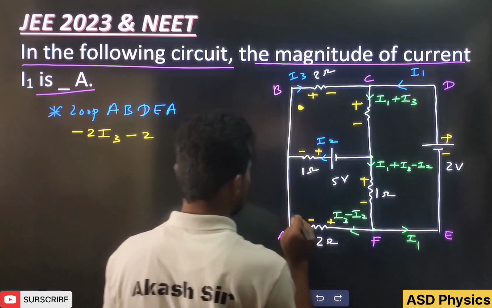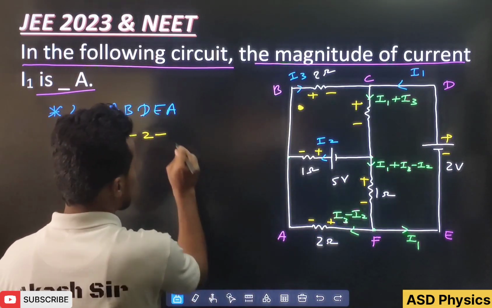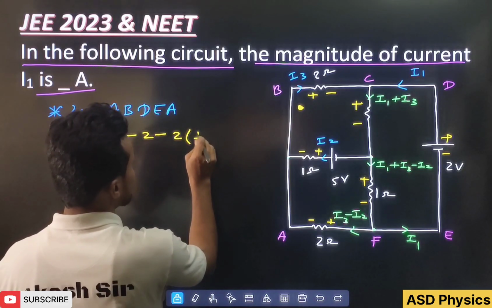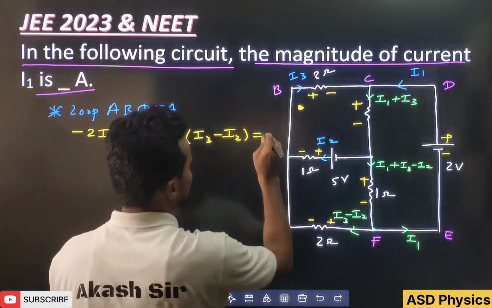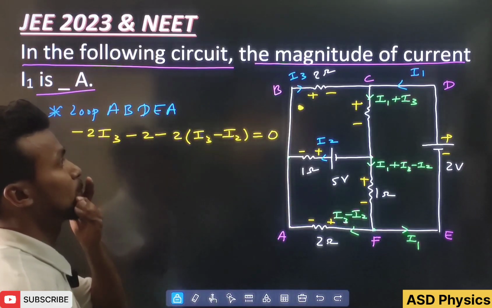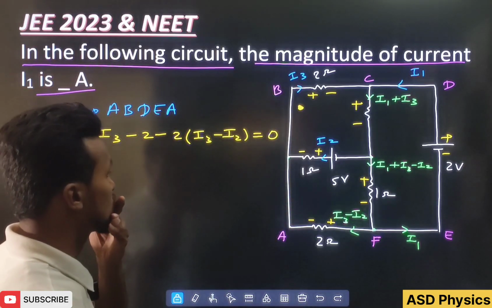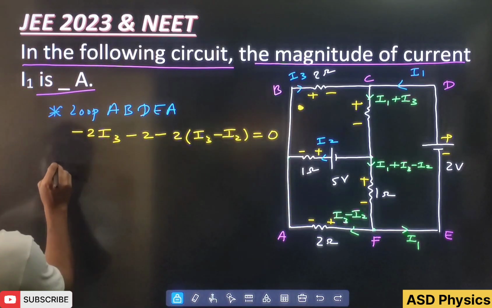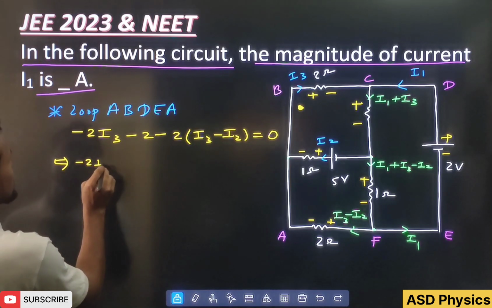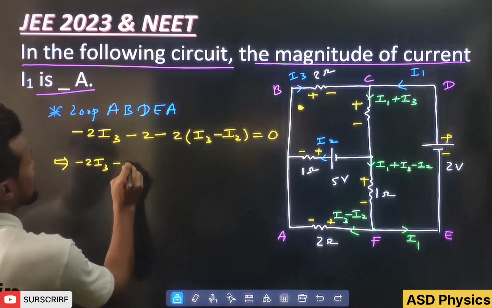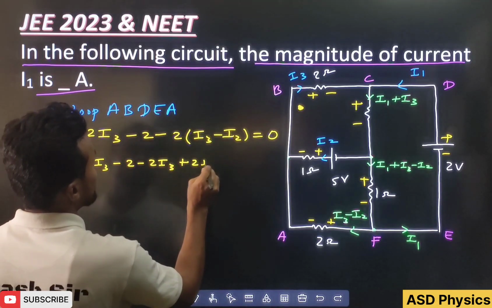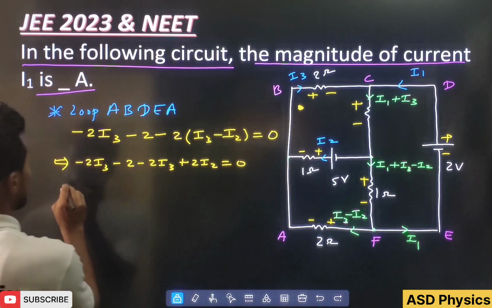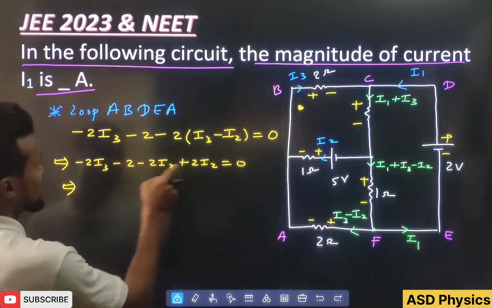And here, second sign, minus resistance 2, current how much here? I3 minus I2, and again we'll reach the same place, that means 0. See very well: minus 2I3, minus 2, minus (2I3 minus I2) equal to 0. Okay, students. So when we simplify this, see: minus 2I3, minus 2, minus 2I3, plus 2I2 is equal to 0.